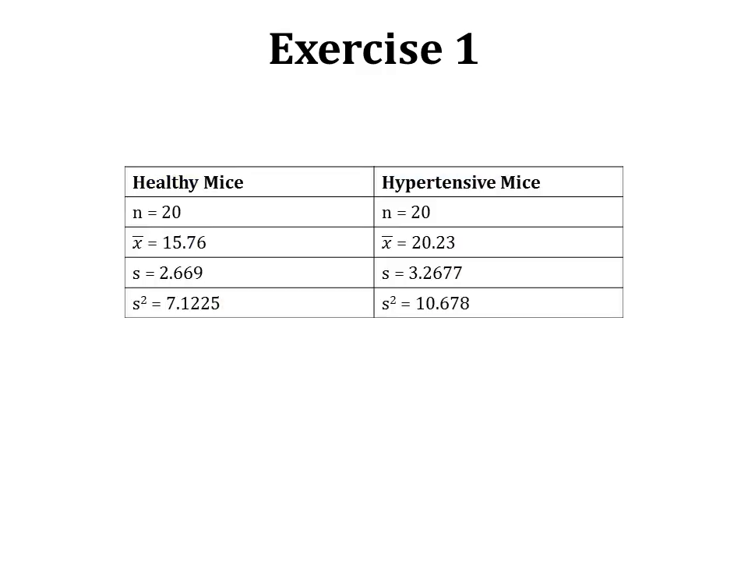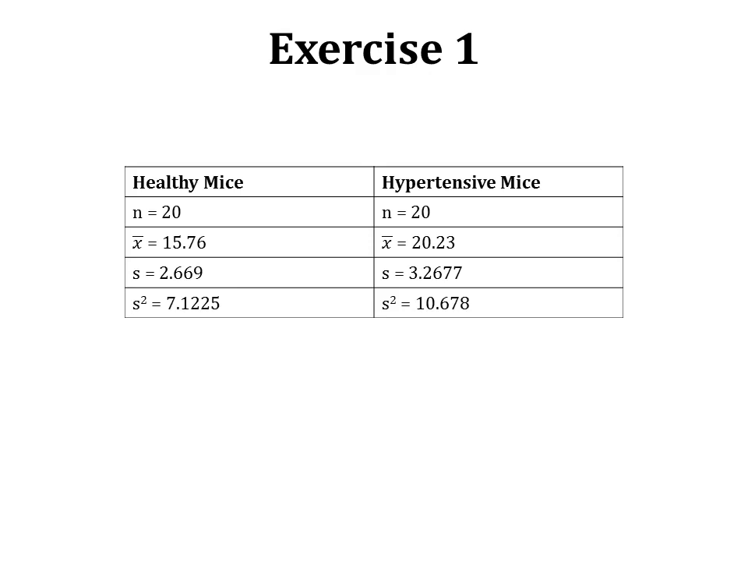Now this is the descriptive statistics for this exercise. The number of healthy mice is 20, and the number of hypertensive mice is also 20. The mean plasma ACE levels in healthy mice are 15.76 picograms per deciliter, and in the hypertensive mice it is 20.23 picograms per deciliter.